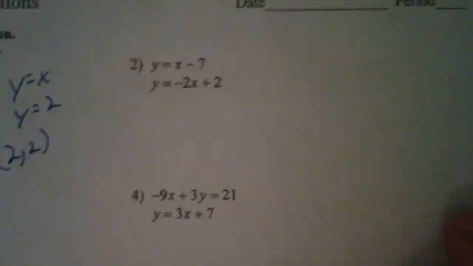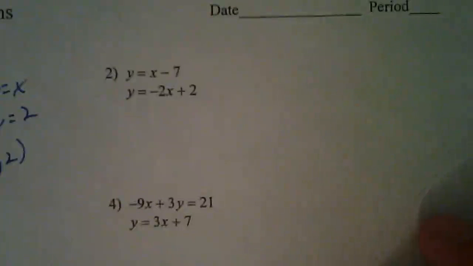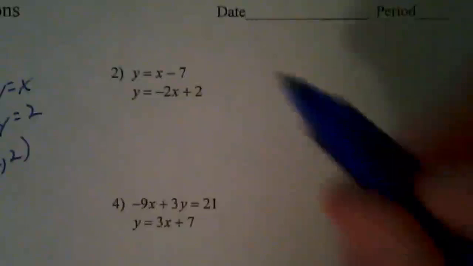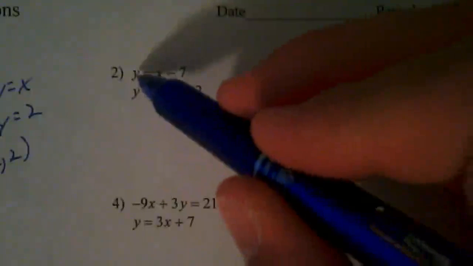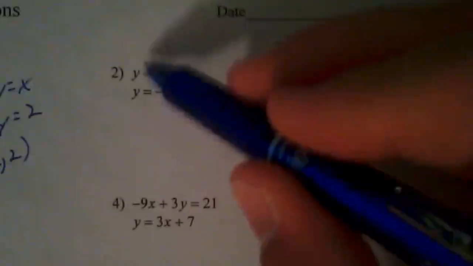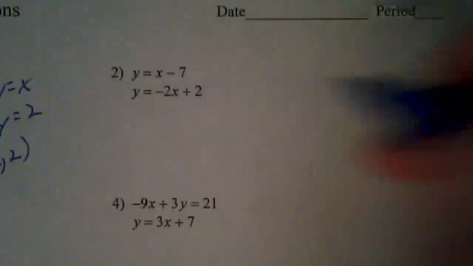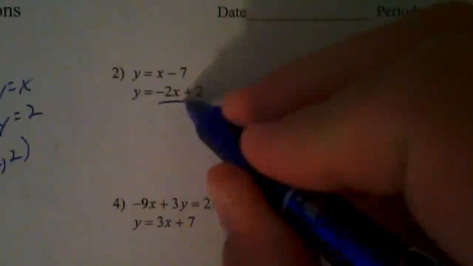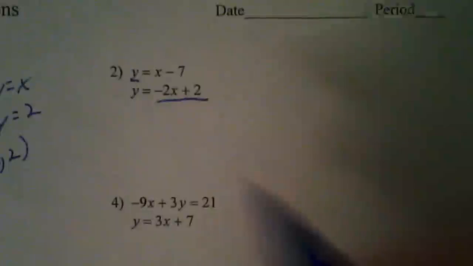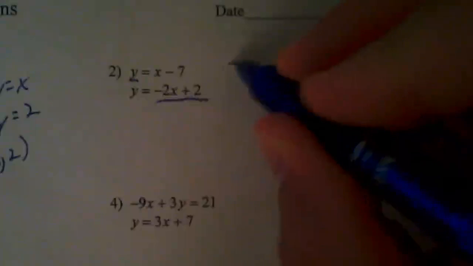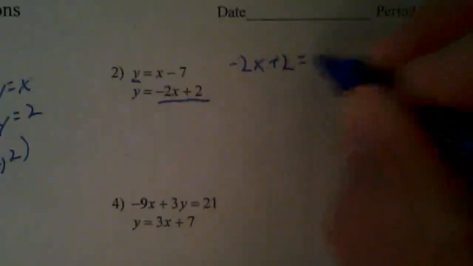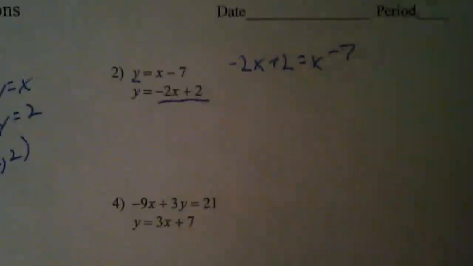On number 2. Now, I did this in some class periods. I didn't do it in others. It caused a lot of confusion in some of my early classes. So since both of these are set equal to y, and I'm still doing substitution property, I can basically substitute this entire formula on the bottom for the y value that's at the top. Because if this is equal to y, then this can replace y. So negative 2x plus 2 is equal to x minus 7.